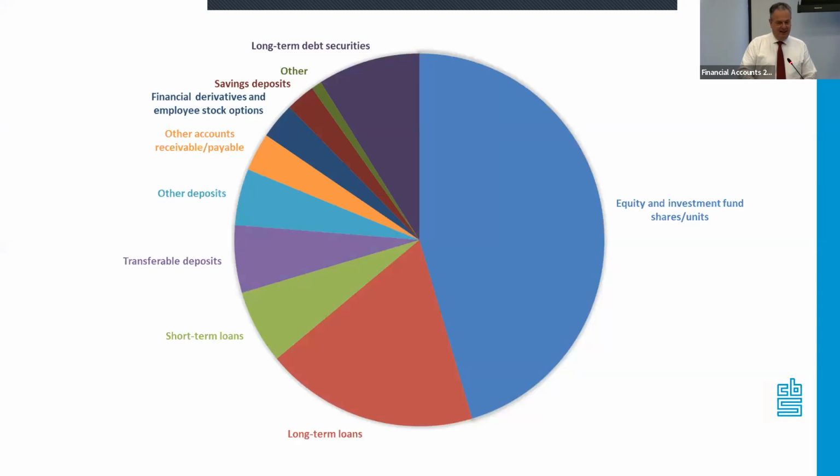Next slide. What you can also see is how this 18 trillion is composed. There you see that the majority is equity and investment funds, shares and units, but also a large proportion of loans, the short-term and the long-term loans, but also debt securities and a few other ones. And this basically reflects the position the Dutch economy has in the world. Next slide, please. Now it works?